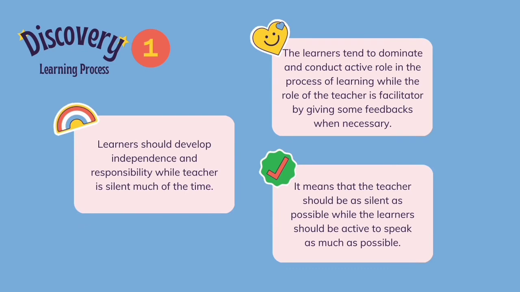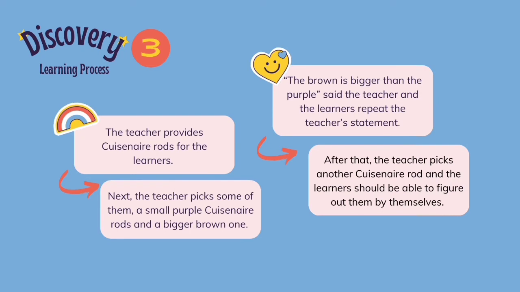Next, discovery learning process. Learners should develop independence and responsibility while the teacher is silent much of the time. The learners tend to dominate and conduct an active role in the process of learning, while the role of the teacher is only facilitator by giving some feedback when necessary. It means that the teacher should be as silent as possible, while the learners should be active to speak as much as possible. Here is an example of problem solving in this method.